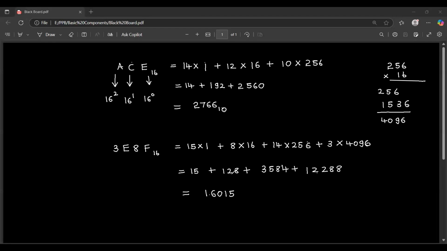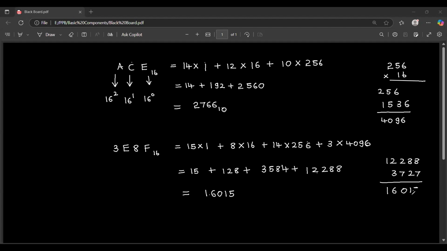So this will be 143. If I add 143 here, it will be 3727. And if I add 12288 with 3727, what will I get? Well, 15 and 15, 9, so 16015.